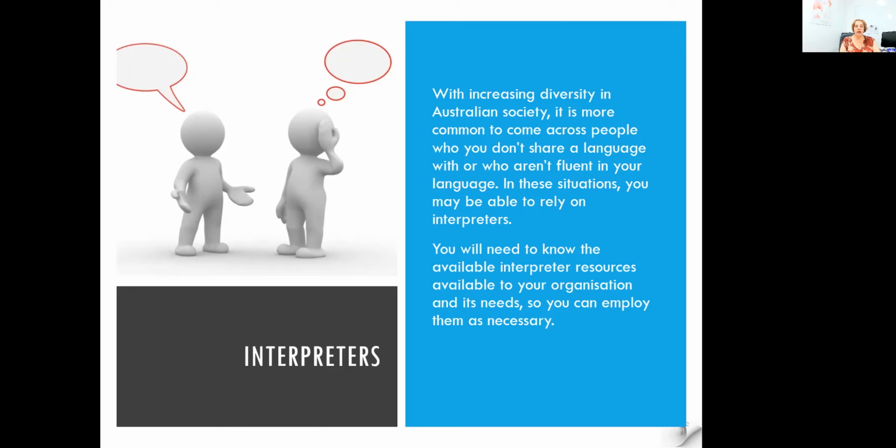In these situations, you may be able to rely on interpreters. If you need to know the available interpreter resources, that whole slide needs to be rewritten. Sorry. Yeah, you get an app, and I've used Google Translate quite a few times with my Italian old girl that I looked after. She lost her language when she grew old, when she got dementia, so she reverted back to Italian. I used the app to talk to her, and she just loved it that I could talk to her through the app, and that's really great.